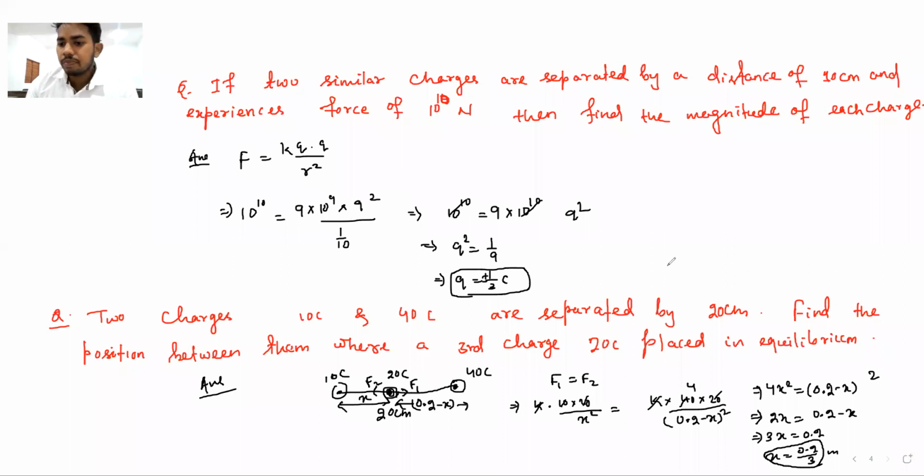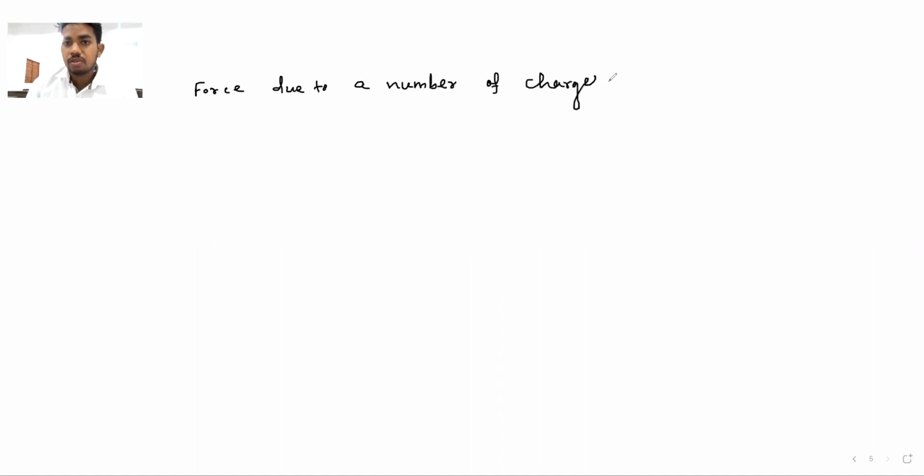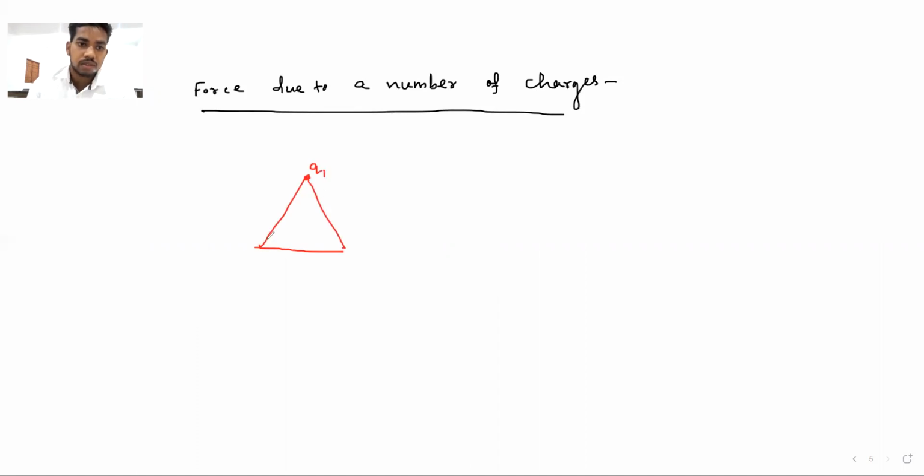So now let us move to the force due to a number of charges. These are the cases of two charges. If more than two charges are there, how to find the force on the system? Three charges are placed in a triangular pattern. This is Q1, this is Q2, and this is Q3. And you have to find the force on Q1.